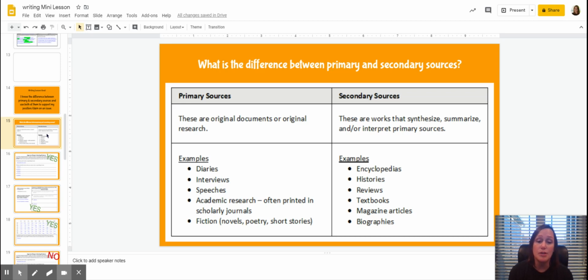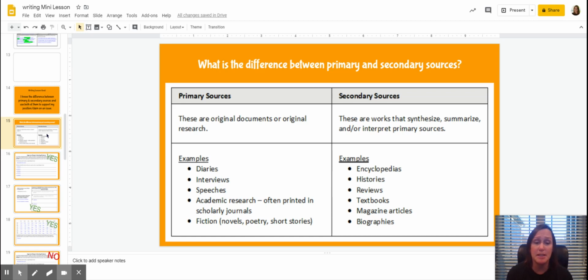So these are writing pieces created by people who are not actually there. They gather a whole bunch of information and then they write it. Encyclopedias, history books, textbooks, magazine articles, biographies. Secondary sources are something we have been using when we read Should There Be Zoos? You look through the information, take notes, and pull out facts and details. That is a secondary source.